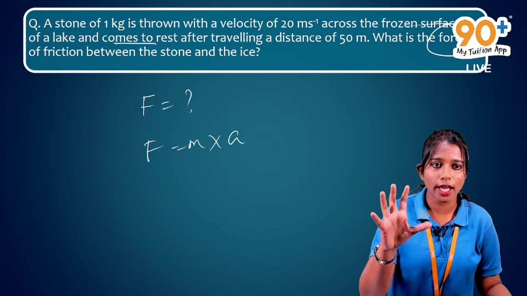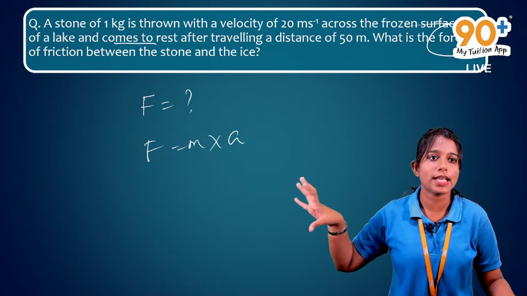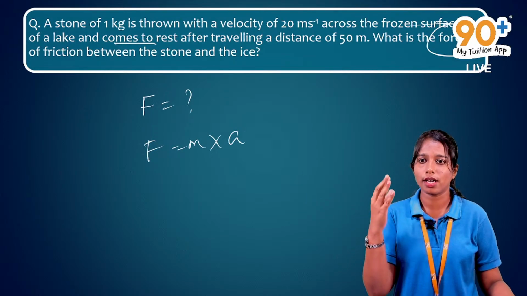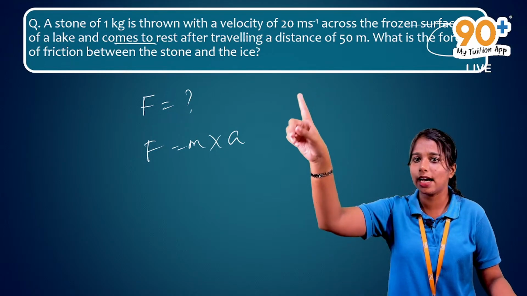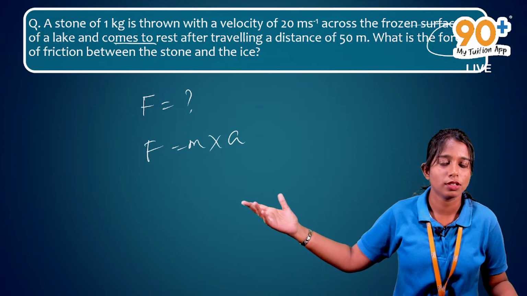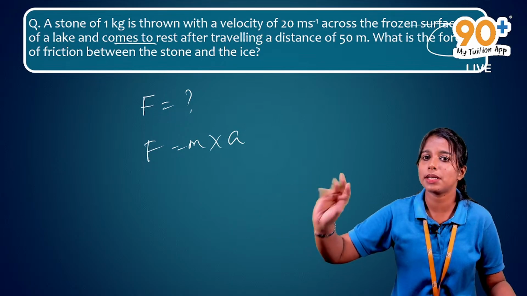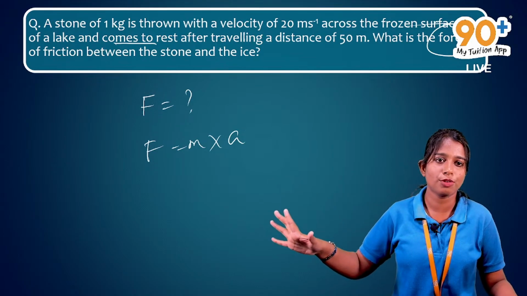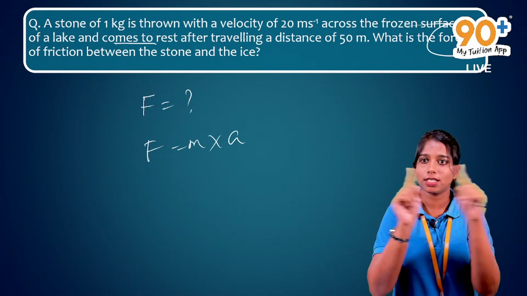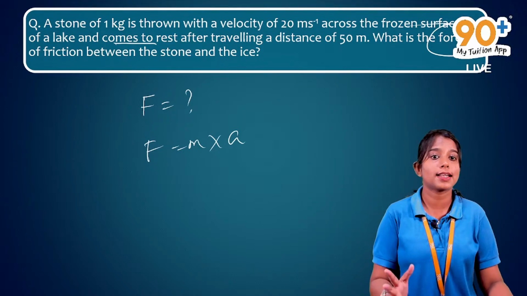Okay. In the previous question, we found the acceleration by using the second equation of motion, because s and t were there. Here t is not there. The time value is not given. So you can't use the first or second equation of motion, because both those equations have t, time. But here time is not given. So how can we find acceleration without time?